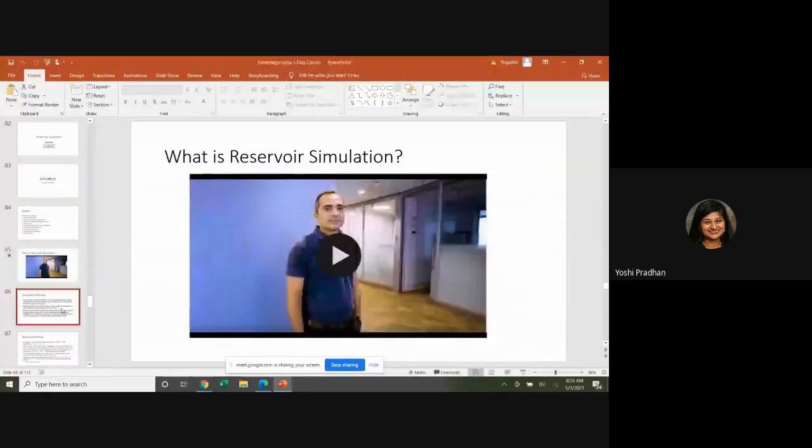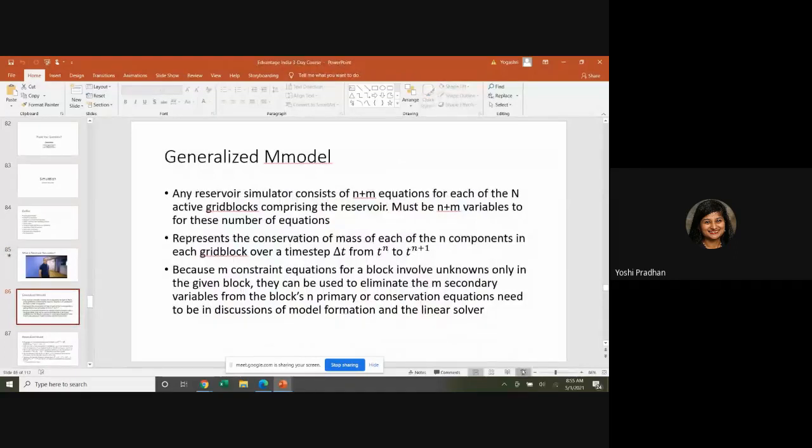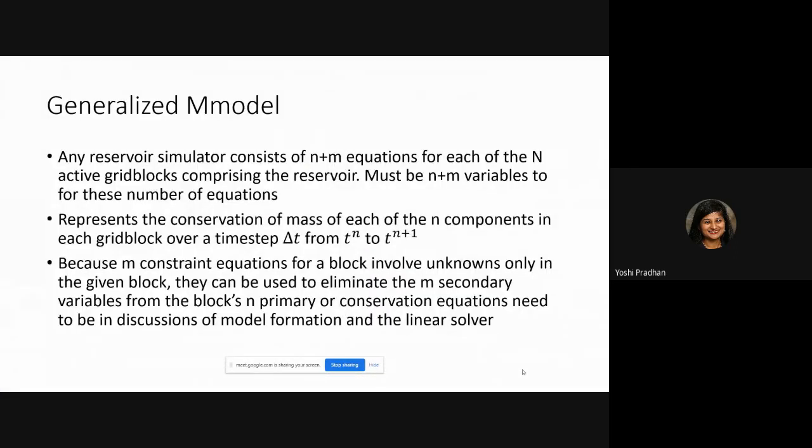So let me go ahead and get started with the generalized model. Any reservoir simulator consists of n plus m equations for each of the n active grid blocks that make up the reservoir. So if there are n plus m equations, there have to be n plus m variables. This represents the conservation of mass of each of the n components in each grid block over a time step of delta t, from t^n to t^(n+1).